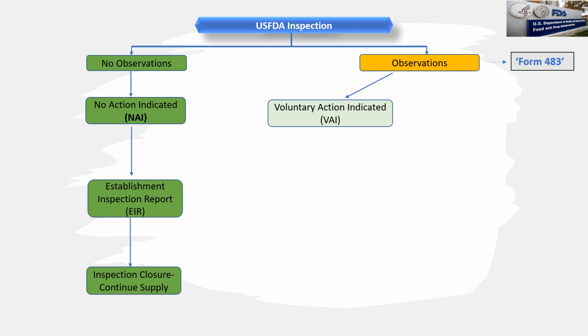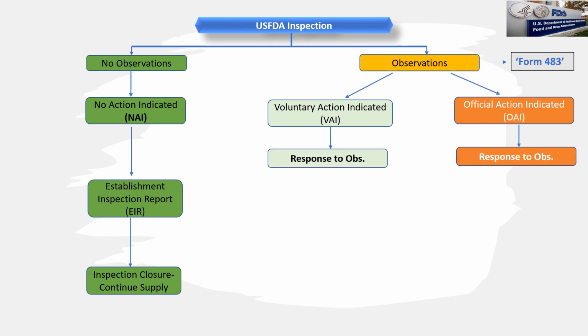It should be noted that USFDA does not categorize the observations into critical, major and minor, but if they note that observations can be complied with and CAPAs can be proposed, then the outcome is voluntary action indicated. In the case where there are some critical observations, the inspectors notify it as official action indicated. So voluntary action indicated is VAI and official action indicated is OAI. In both cases, the firm has to respond to the observations.